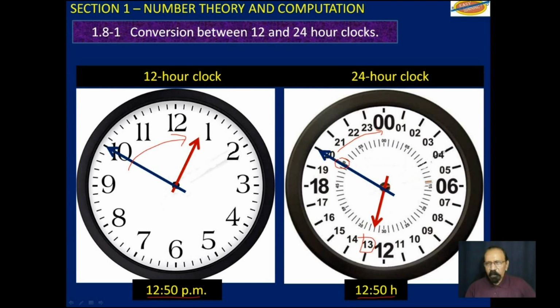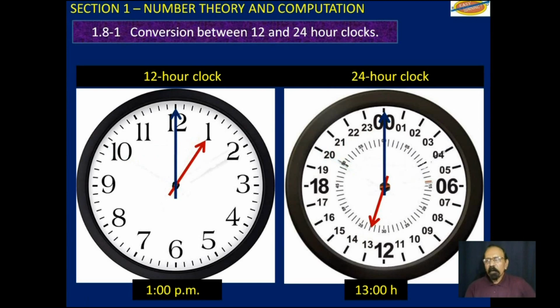So far, so good. Now we come to 1 p.m. on the 12-hour clock. On the 24-hour clock, look what happens over here. The hour hand is pointing to 13, the minute hand is pointing to 60, and that becomes 13:00 hour.